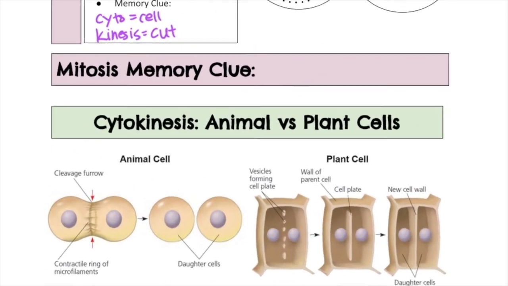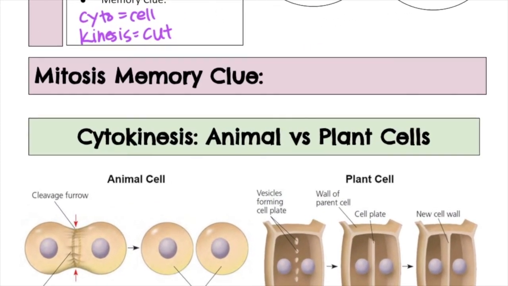So, mitosis memory clue. How do you remember these phases and the order in which they go? Many people use this prefix to help them remember this. It is called IPMAT. Interphase, prophase, metaphase, anaphase, telophase. If you wanted, you could add the C at the end, IPMAT-C, but IPMAT will help you remember these phases in order.